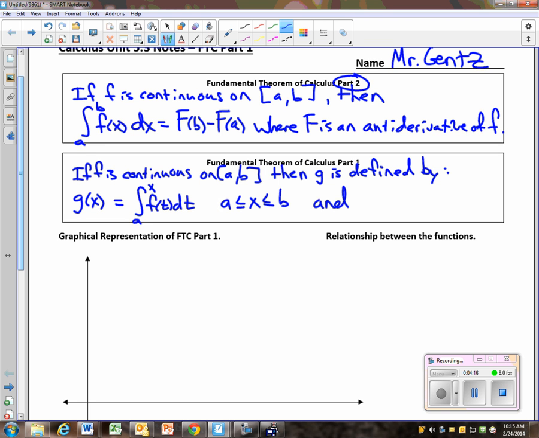Look at this. Normally, we're used to having a here and what up here? b. So here's the difference: this does not define an ending point. As x gets bigger, what do you think happens to the function overall? It gets bigger. As this changes, what do you think the relationship is between f and G?